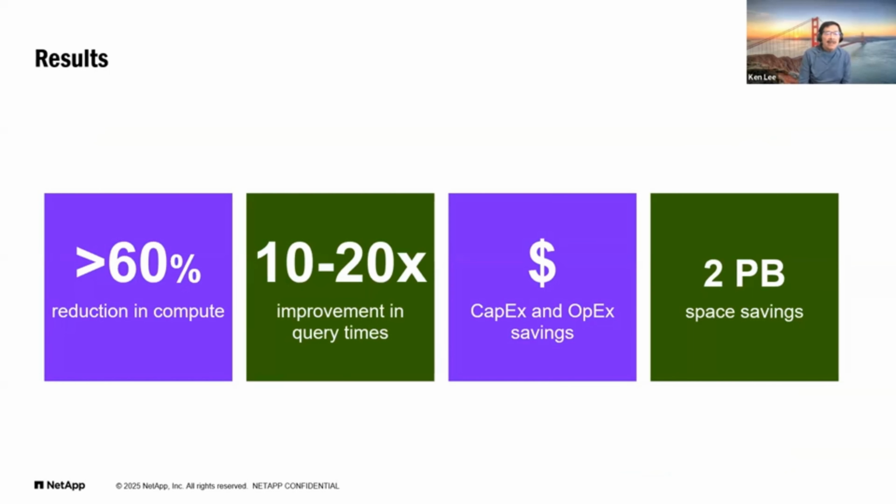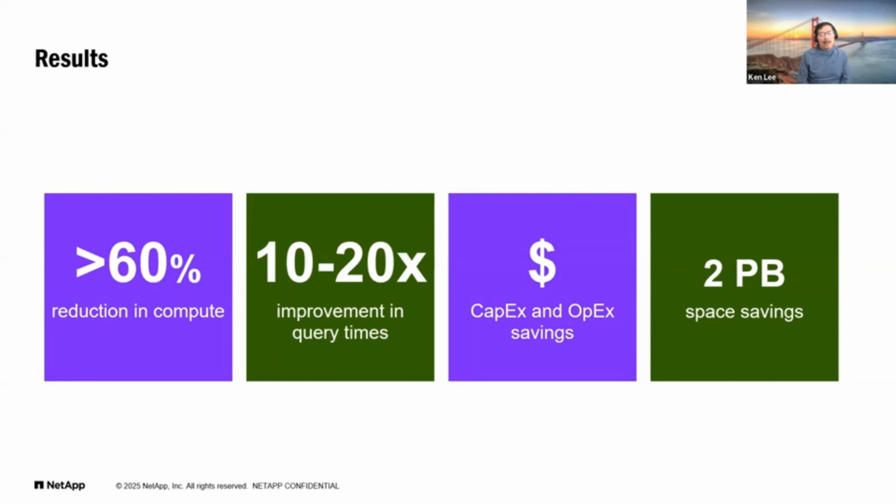So originally, we had about 130 plus servers and 4,000 plus cores. We wound down to about more than 60% reduction in compute. Even with that much reduction in compute, we got faster query time, 10 to 20 times improvement.